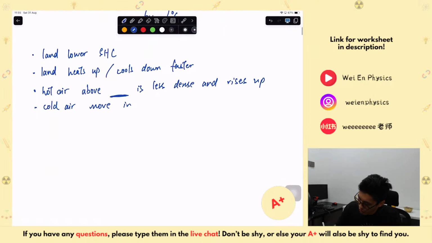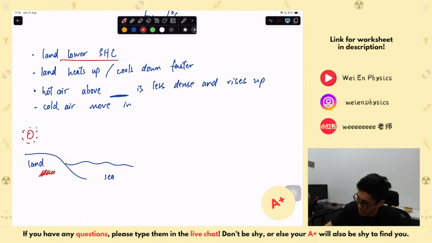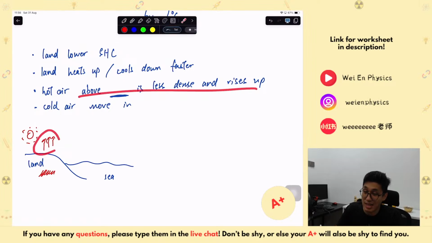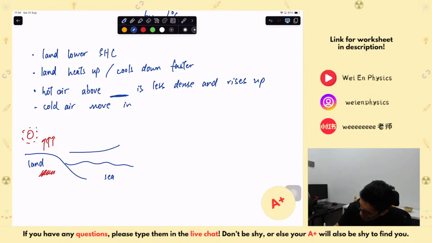Let me draw for you. Let's say this is land and sea. If we say daytime, land is hot because land heats up faster because of lower specific heat capacity. Then hot air above the land is less dense and rises up. So the cold air will come in. This is called sea breeze, because it comes from the sea: the cold air moves in from the sea to the land.